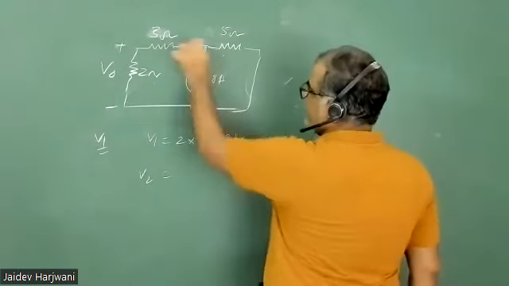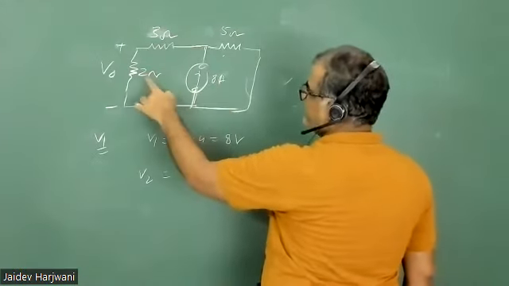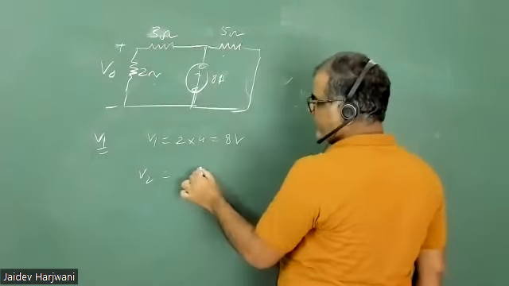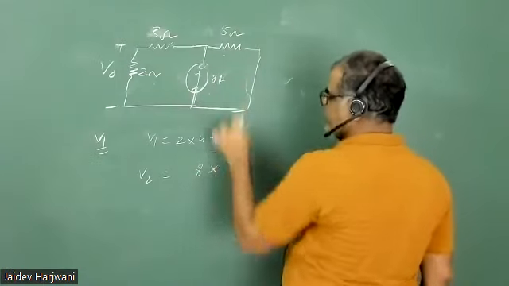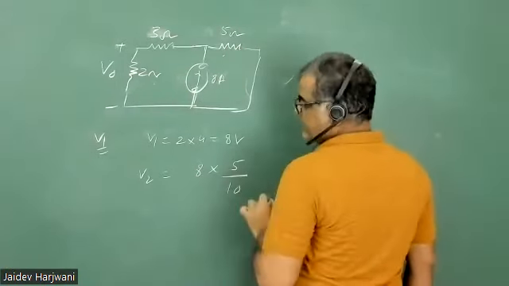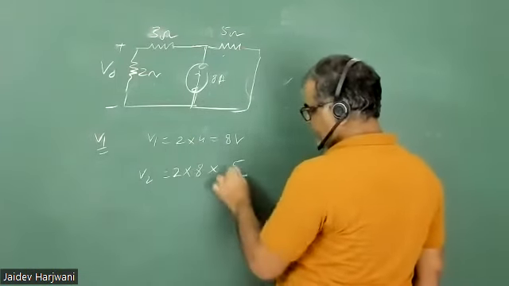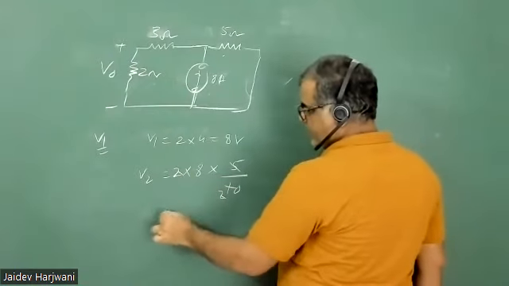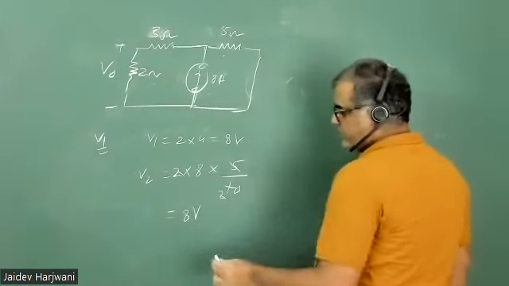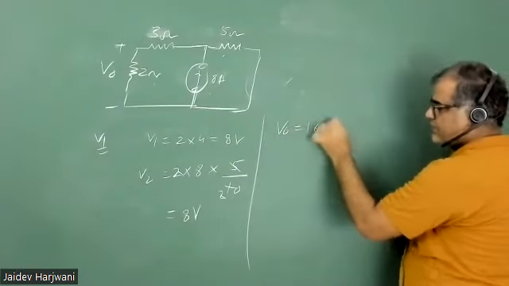So current will divide in these two branches. If I want to find the current in this branch, total current is 8, the resistance of this branch is the sum, 5 plus 5, 10. This will become current, and multiplied by 2 will become voltage. So again this will come 8 volt. So you get your V0 equals 16 volt.